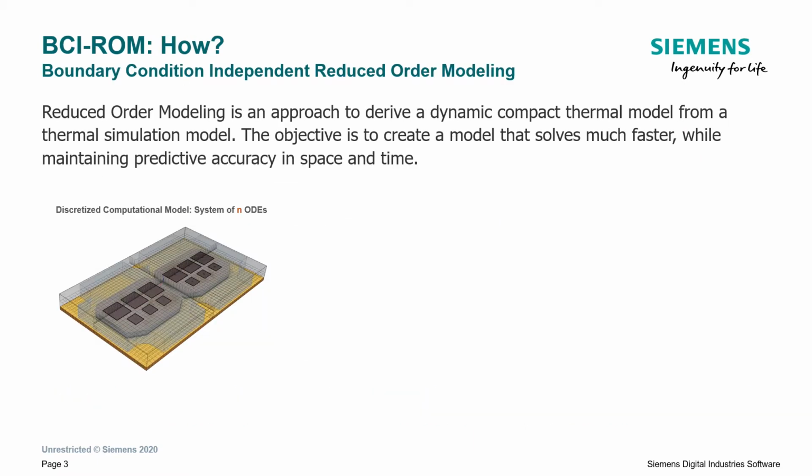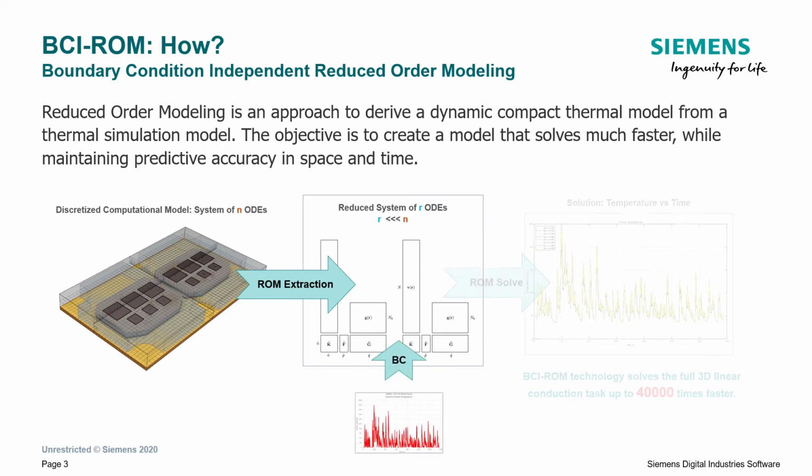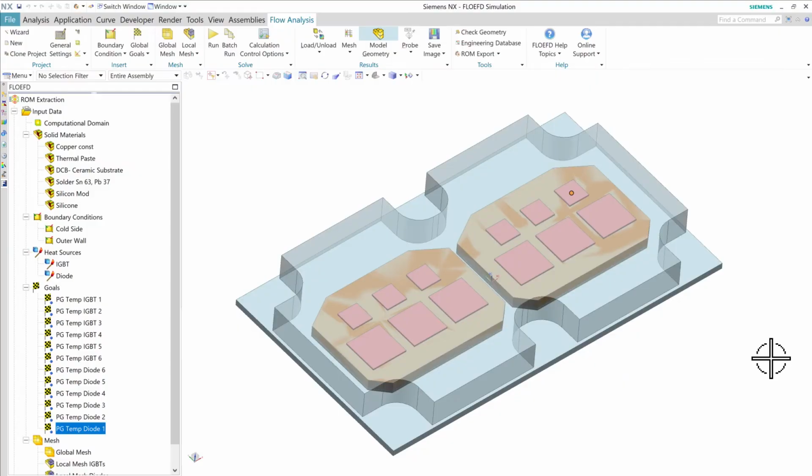A reduced order model is an alternative approach to extract a dynamic compact thermal model from a thermal simulation. A discretized computational model of an electronics device is a system of n equations that must be solved. The ROM extraction process aims to derive a reduced system of equations that will produce thermal results dramatically faster while maintaining the predictive accuracy in space and time. Let's see how we can extract the BCI-ROM model.